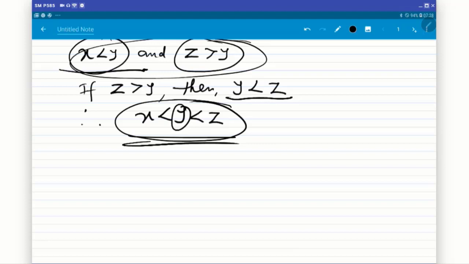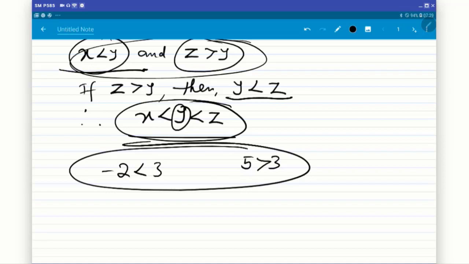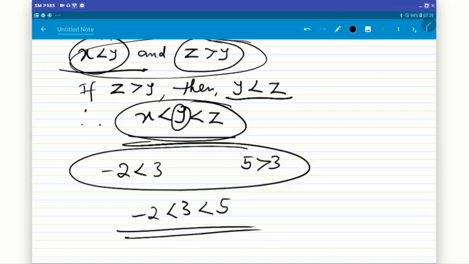So for instance, I can say that minus 2 is less than 3 and 5 is greater than 3. Okay, so now if I put these two together, what will I have? I will have minus 2 is less than 3 and 3 is less than 5. Okay, so of course, as you can see, 3 is a number between minus 2 and 5. So that just helps us to interpret that easily.